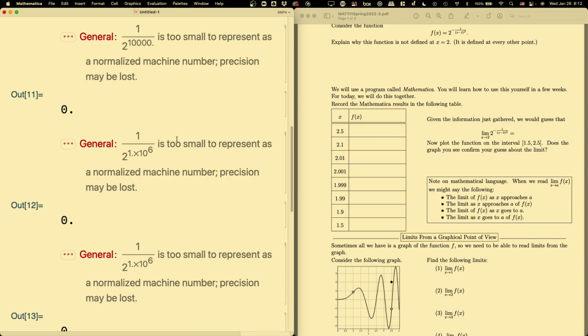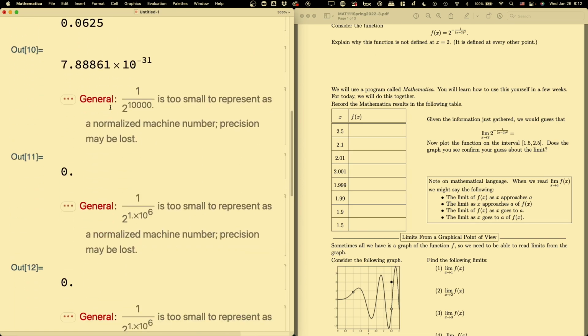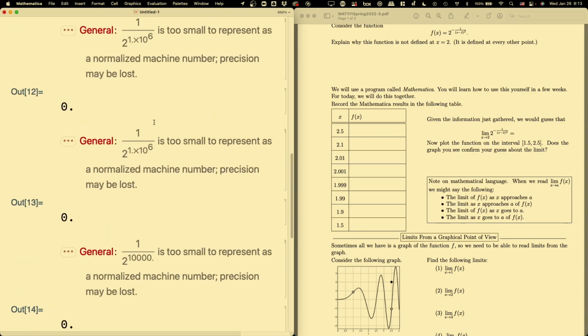So is it 0? No. Let me qualify what I mean. Is this number f of 2.01 equal to 0? No. Is it really damn close to 0? Yes. And f of 2.001, is that a positive number? It's just really, really tiny. So do you still think that the limit is 0? Yeah. Seems reasonable, right?